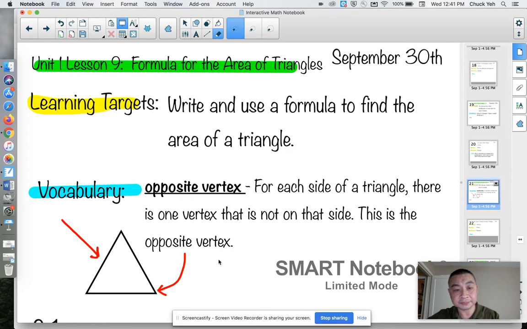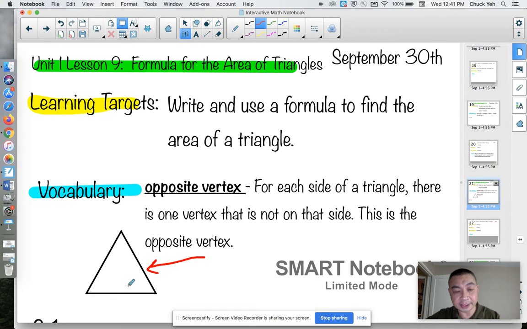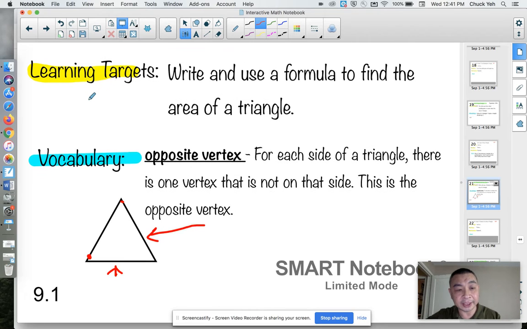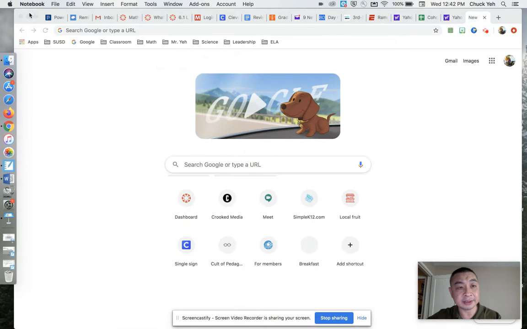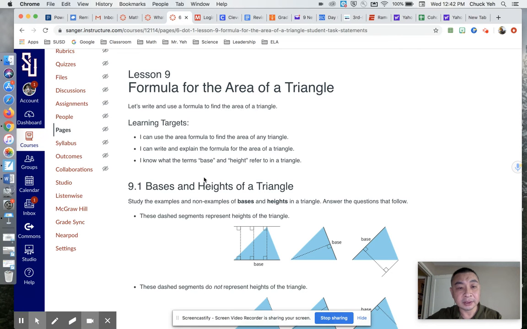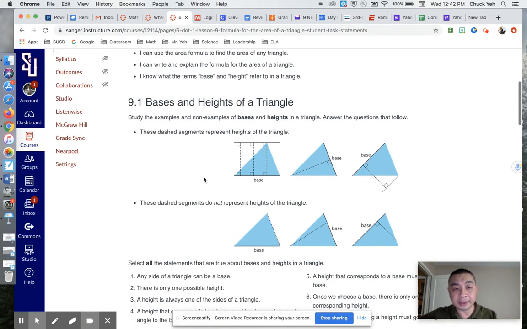Let me erase this. If we're talking about this side right here, what's the opposite vertex now? Yes, it's right here. This is the opposite vertex. If we were talking about this side, what's the opposite vertex? Right, this side right here. Okay? So you're going to write 9.1 and 9.3 in your notebook. And then we are going to look at the student task statement. We're only doing 9.1 and 9.3.